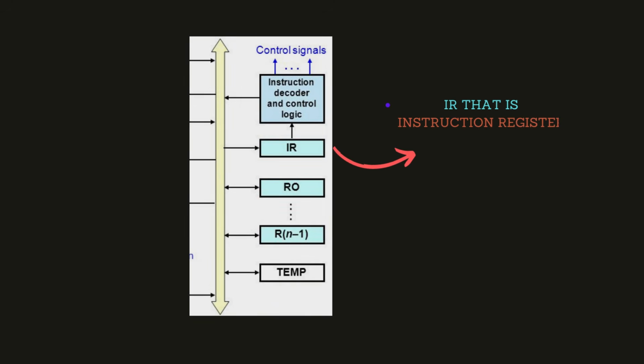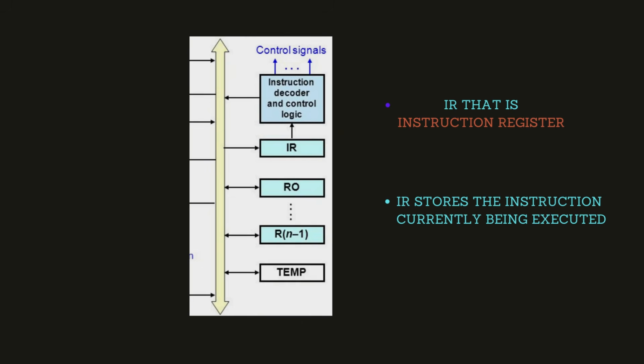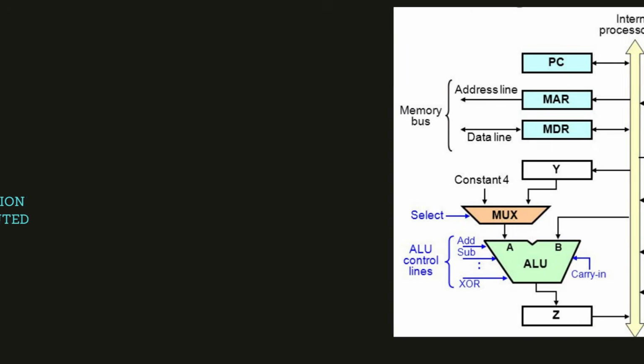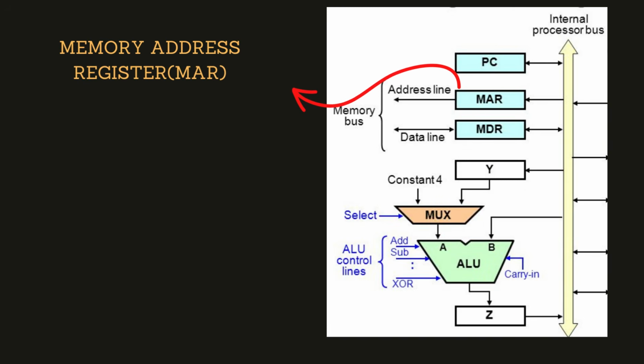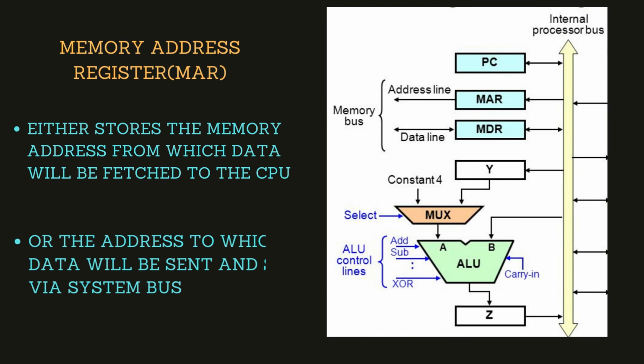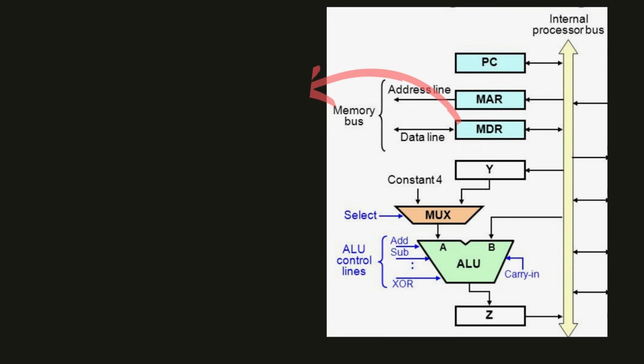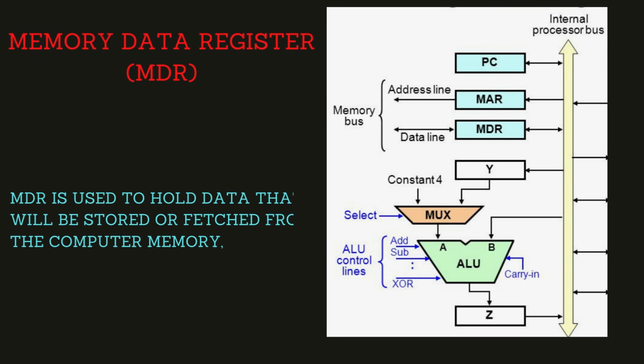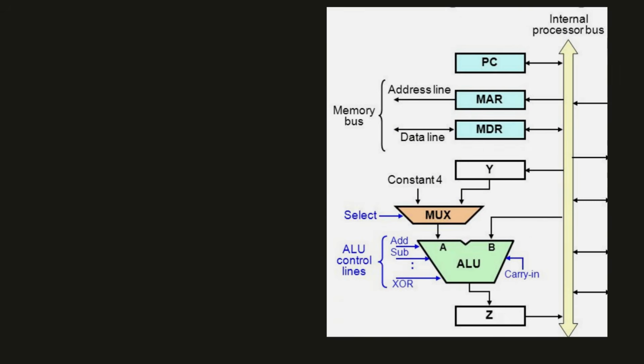Now what is the IR? IR, that is the instruction register, stores the instruction which is currently being executed. MAR, that is the memory address register, either stores the memory address from which data will be fetched to the CPU or the address to which the data will be sent and stored via the system bus. MDR, that is memory data register, is used to hold data that will be stored or fetched from the computer memory.